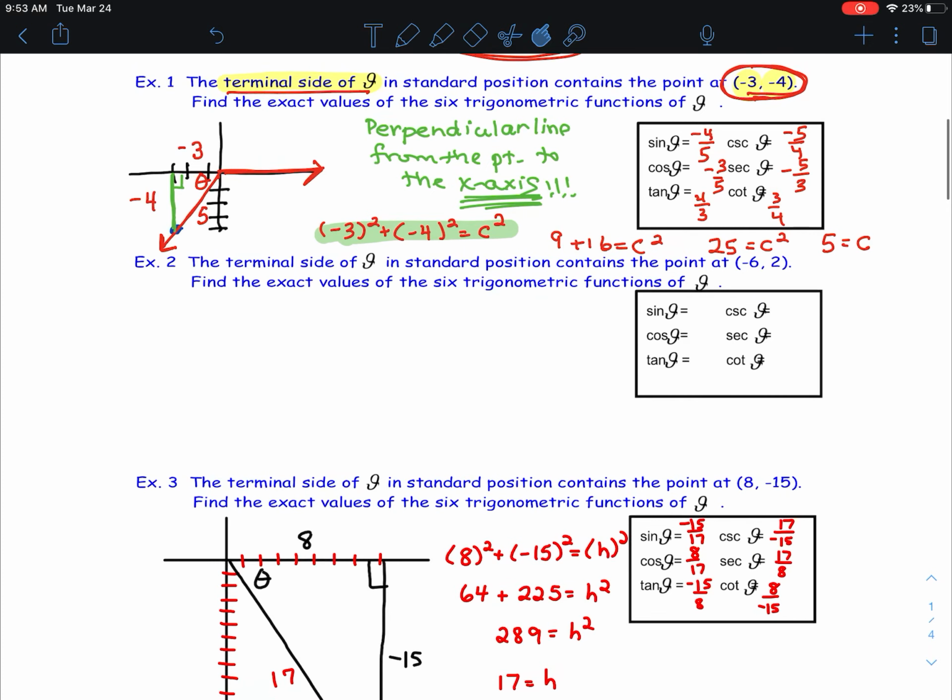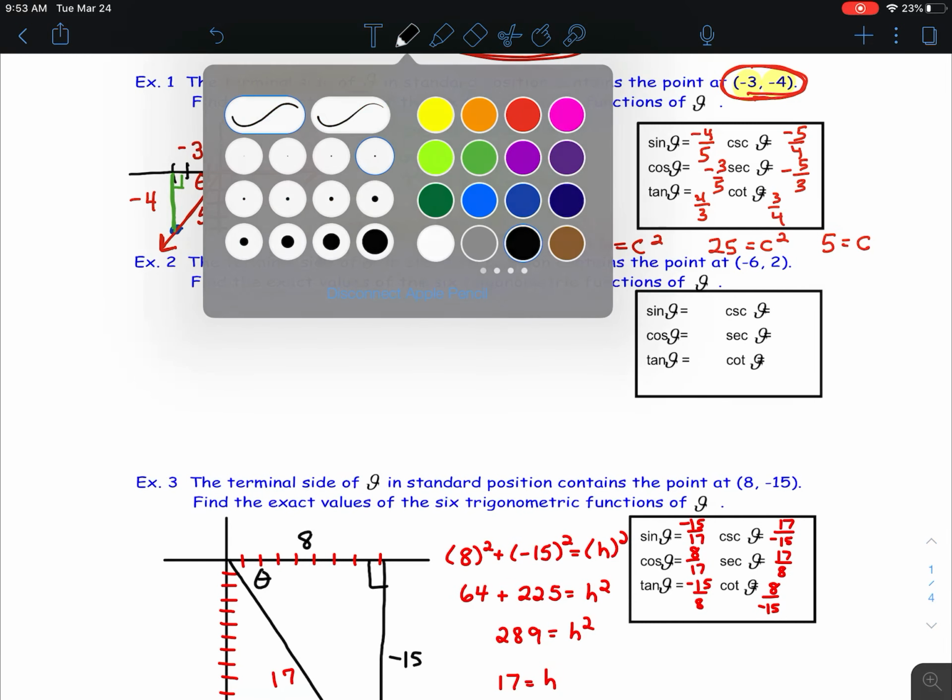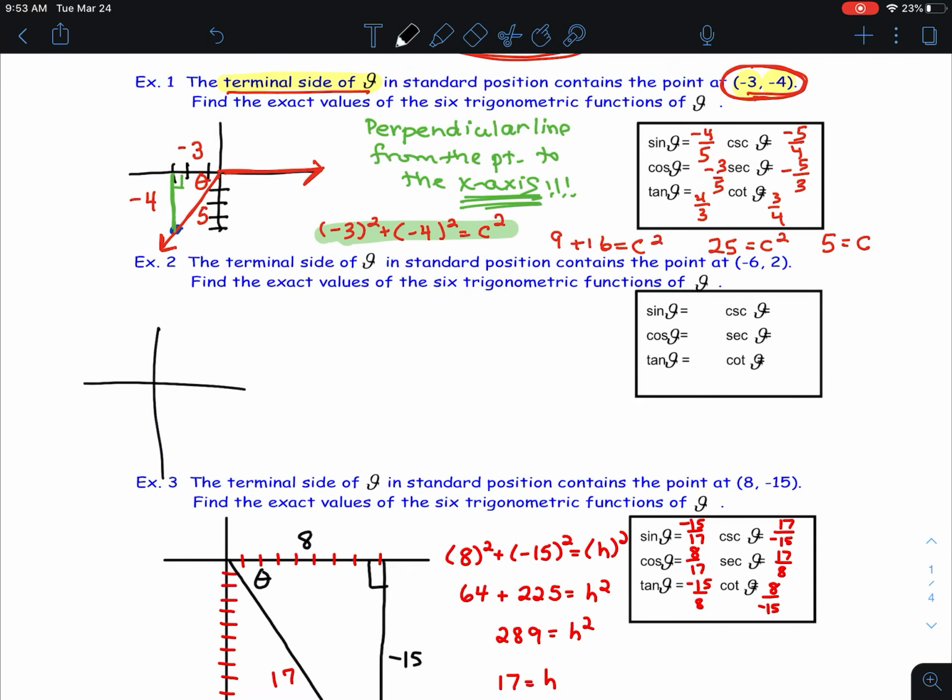Okay, so just to look at one other one here real quick that's similar to this, I'm going to start out, I'm going to draw an XY axis. Okay, I'm definitely putting the initial side here. I'm going to take a look at my point. Okay, the point is -6, +2. So I'm going to mark off 6 markings to the left, 2 up, and I'm going to plot the point -6, +2. Okay, that tells me my terminal ray is going to run through that point.